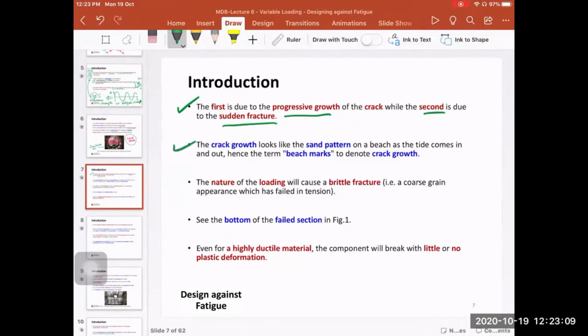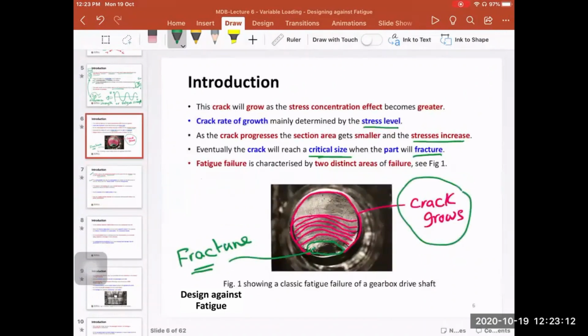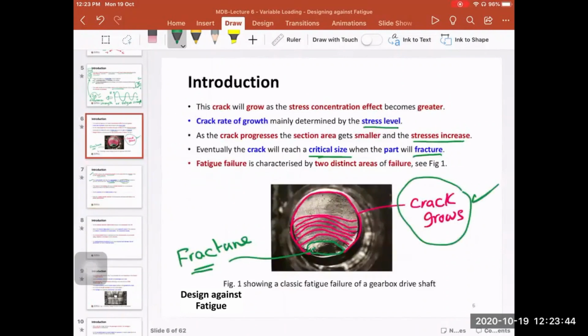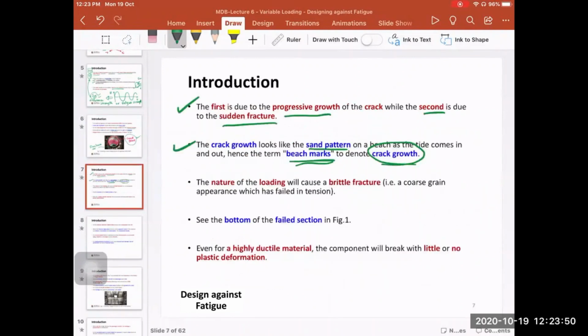So the crack growth area, which is the first area here, this portion, just shows a pattern. It's called this kind of sand pattern. That's why they call it peach marks, because it is similar to the peach marks on a peach. And this area shows how the crack propagates. So with each cycle of the load application, the crack propagates a certain amount. That's why it makes these kind of beach lines or beach marks.